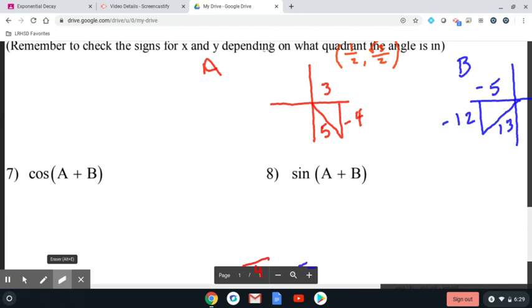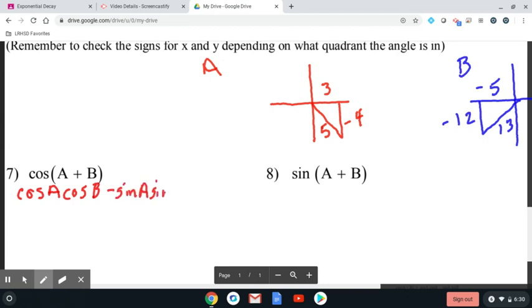All right, for number 7, you have to find cosine of A plus B. So we know we're going to use our cosine identity, and we're going to use those triangles that we just created for A and B to help us out. So first using our identity, we're going to have cosine of A times cosine of B minus sine of A times sine of B. A and B are obviously acting like our angles, so that's why we're using A and B there.